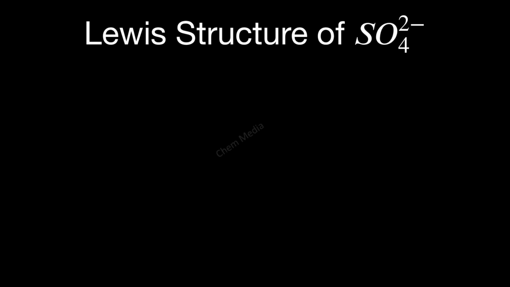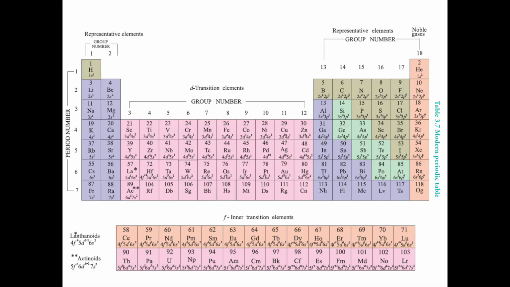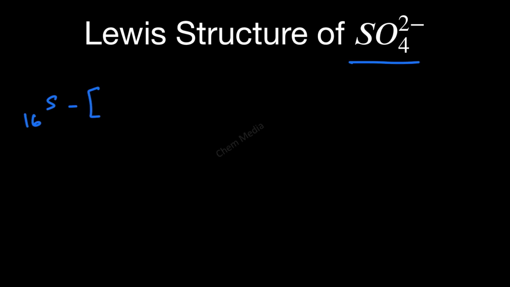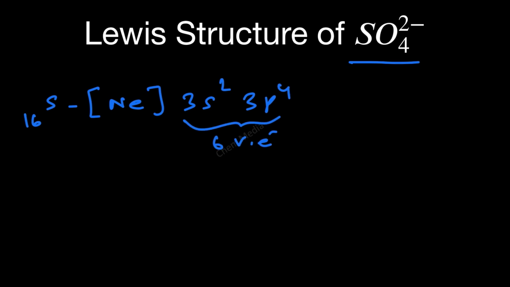Hello everyone, let's write down the Lewis structure of SO4 2-, that is the sulfate ion. To write down the Lewis structure of any molecule, we need to know the total number of valence electrons. Sulfur atomic number is 16, therefore the electronic configuration is neon, that has 10 electrons, and then 3s2, 3p4. We have 6 valence electrons.